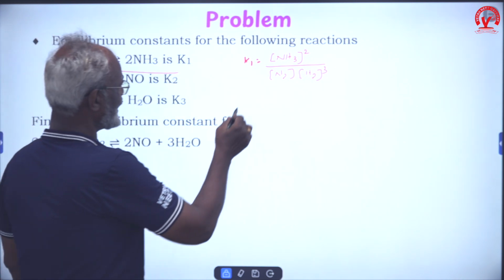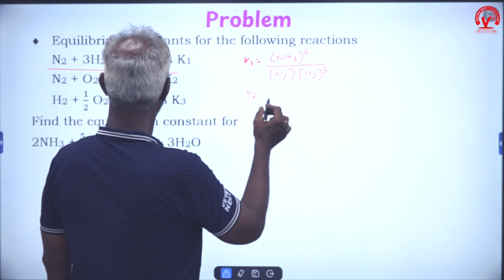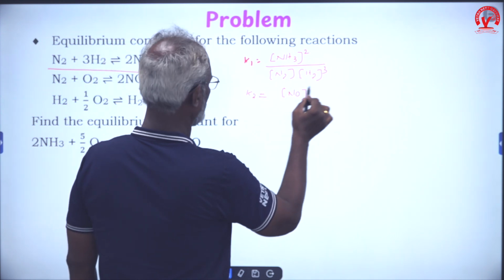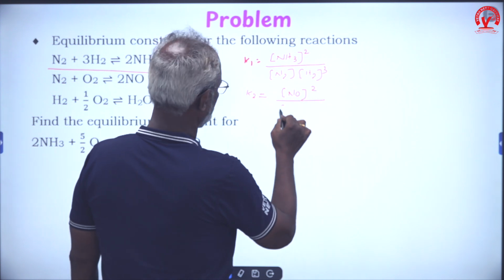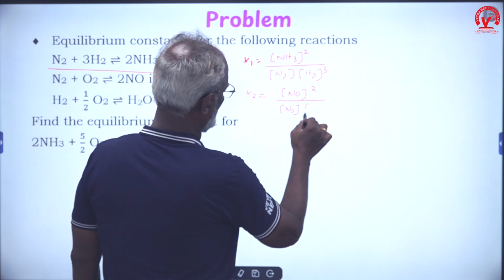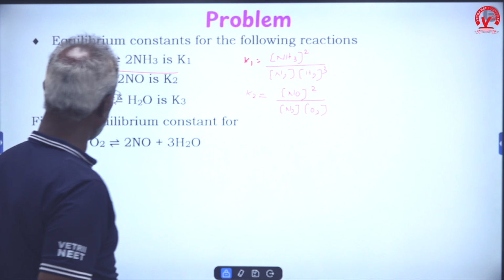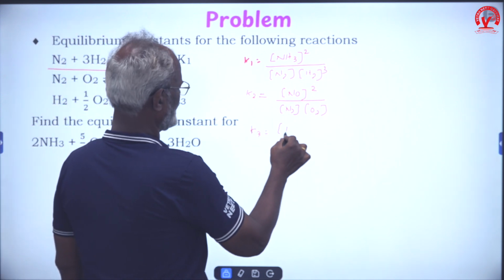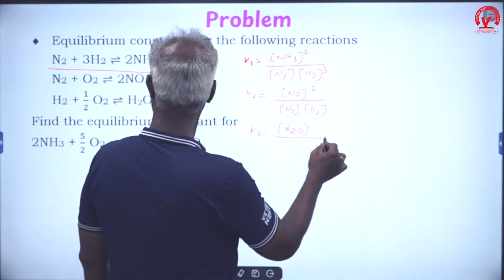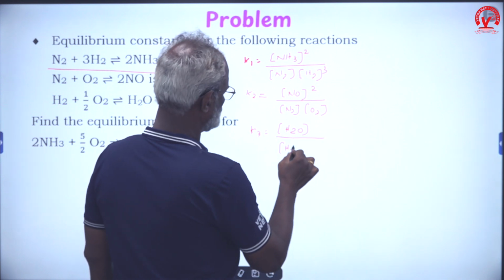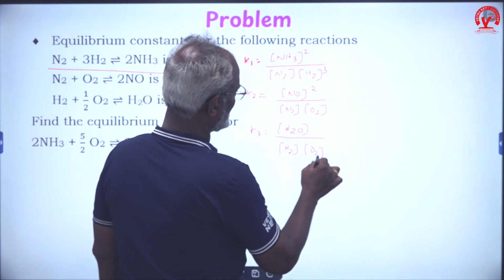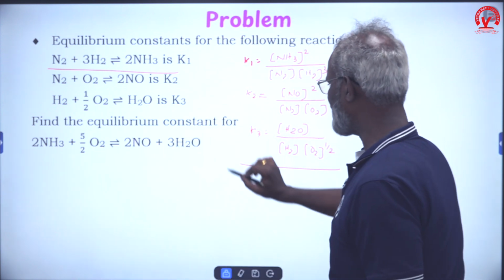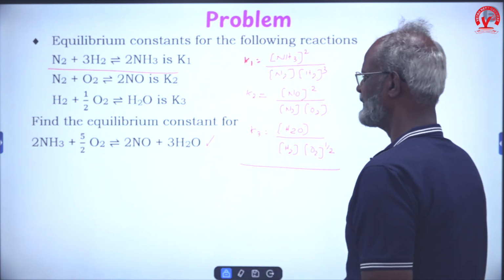Then the second one, K2 is equal to NO in the numerator, squared, divided by N2 O2. Then K3 is H2O divided by H2 and O2 to the power of one half. These three values are given, and you are asked to find the equilibrium constant for this equation.